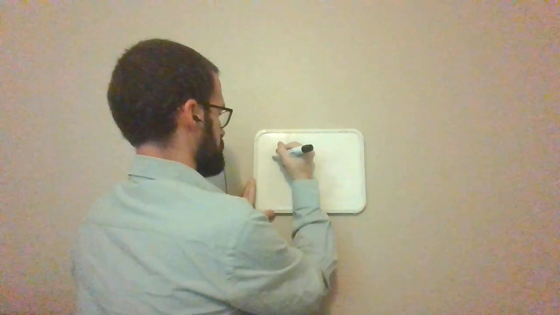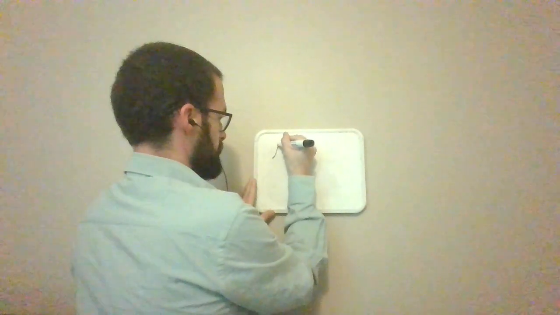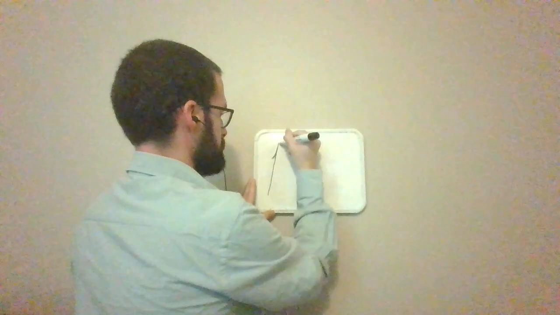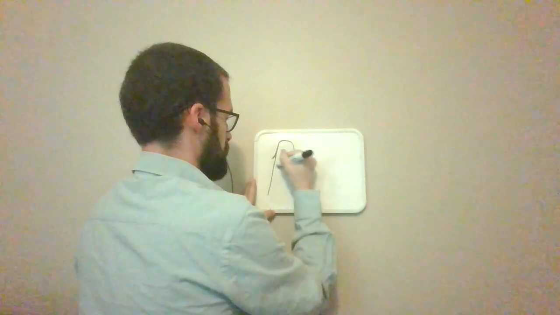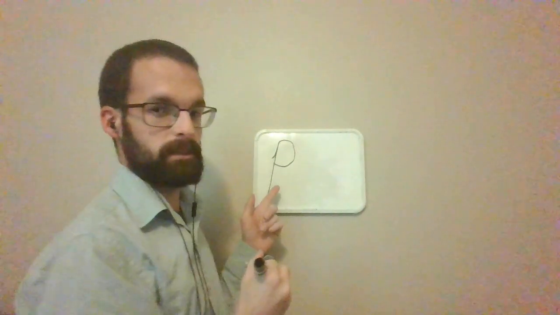Now we're going to go ahead and do the letter P. Make a little indentation right here. Come up and down all the way right here. Make like a little bubble right there. Got yourself an uppercase P.